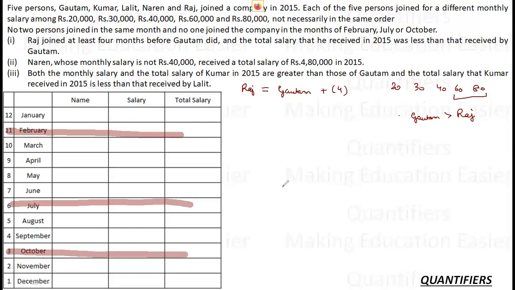If I am saying, let's say he worked for 6 months, then he has to join in July, because the person joining in July is getting a salary for 6 months. So this is not a possible case, which means that he is not getting a salary of 80,000. He is getting a salary of 60,000 for how many months? For 8 months. So this belongs to Naren. So Naren is getting a salary of 60,000 for 8 months, and the total salary drawn is 4 lakh 80 thousand.